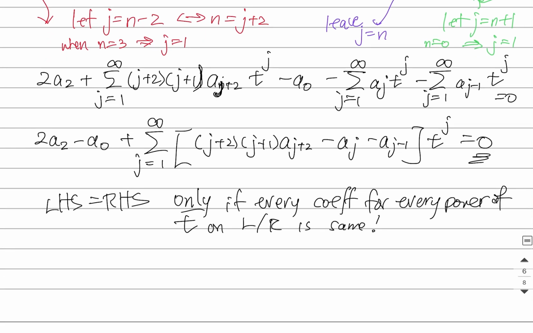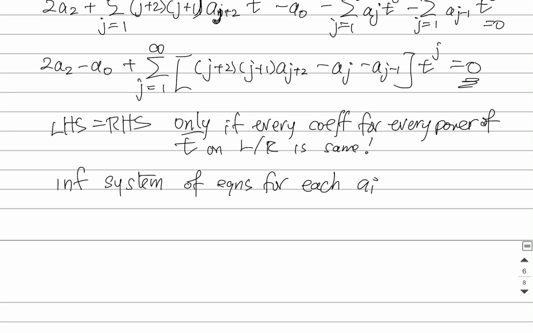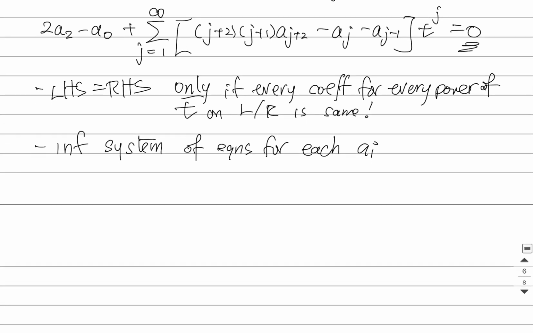Well, take a look at the right. All we've got are zeros, so every coefficient for every power of t is a 0. What this is going to do is lead us to an infinite system of equations for each a_i. Now that may sound horrible, but that's not bad at all. So for example, for the t to the 0 term, the constants, we've got 2a2 minus a0 is 0. That's going to give us a relationship that a2 is a half of a0.